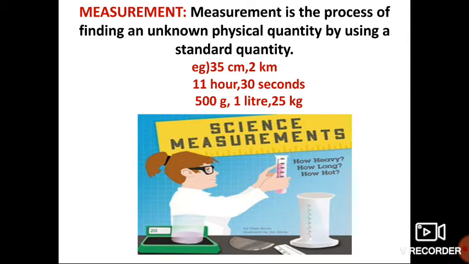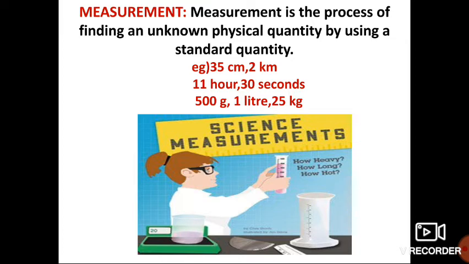Then measurement. What is measurement? Measurement is the process of finding an unknown physical quantity by using a standard quantity. For example, for the physical quantity length, the unit of length is meter. We know meter or centimeter or kilometer, but we don't know the value, the number. So the unknown means what? It's the number. We don't know the particular number. So the unknown quantity is found by using a standard quantity, that is the unit. This comparison is called measurement.